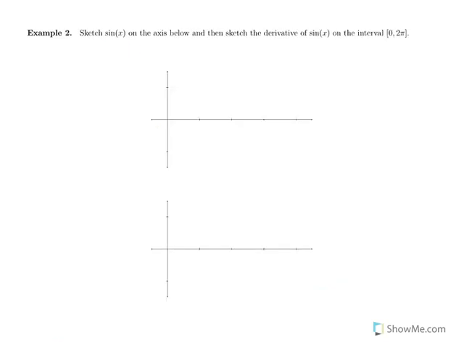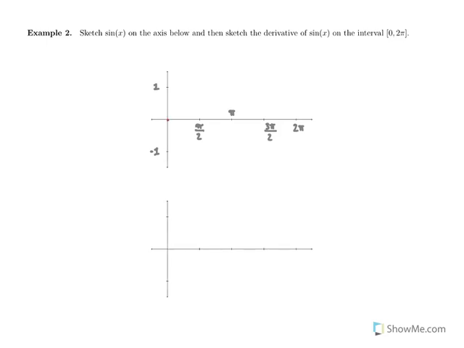In the next problem, let's look at a function and its derivative. So we're going to, first of all, sketch sine on the axis below. Then we're going to sketch the derivative of sine, just looking on the interval 0 to 2 pi. So first, let's do some labeling here to see what we want to do. We're going to have 1 and negative 1, and we're going to have our special points pi over 2, pi, 3 pi over 2, and 2 pi.